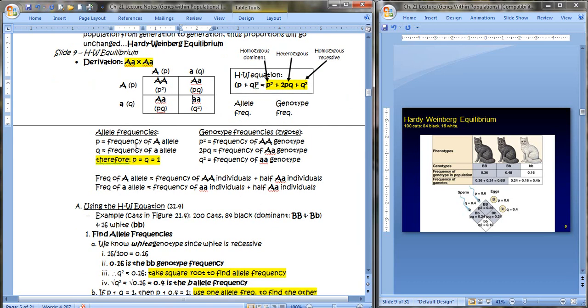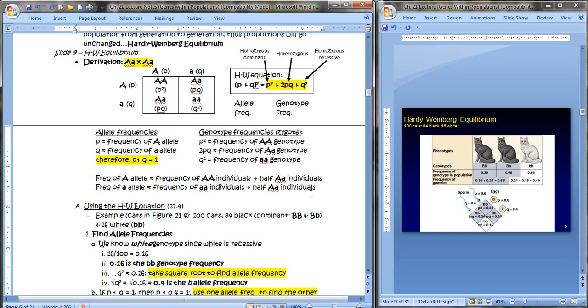So going down a little bit further, this just defines what I said with my voice above. P equals the frequency of the dominant A allele. Q is the frequency of the recessive A allele. Therefore, P plus Q must equal, nope, that should be a plus. P plus Q should equal 1. With reference to the genotypic frequencies of the zygote, P squared is the frequency of your homozygous dominant genotype, 2PQ the frequency of the heterozygous genotype, and then Q squared the frequency of the homozygous recessive genotype.